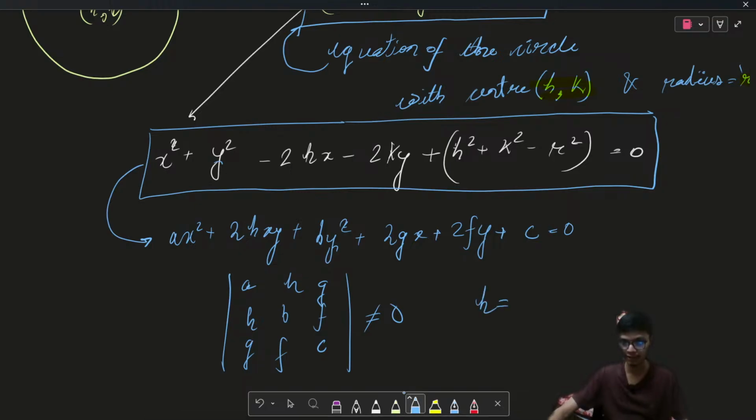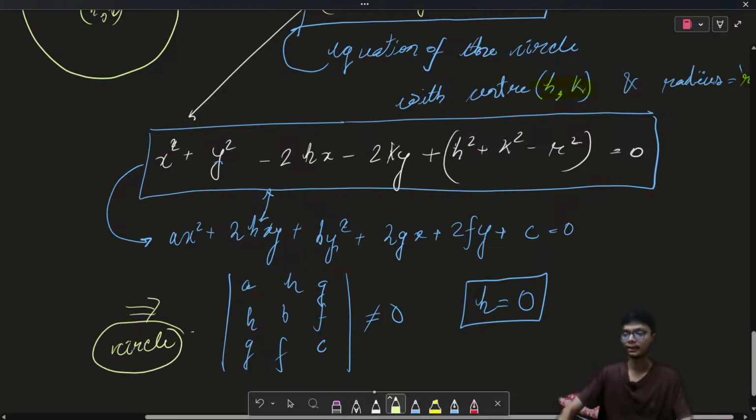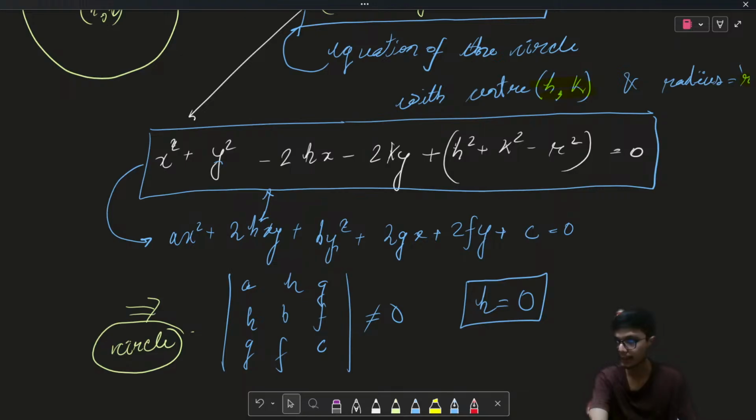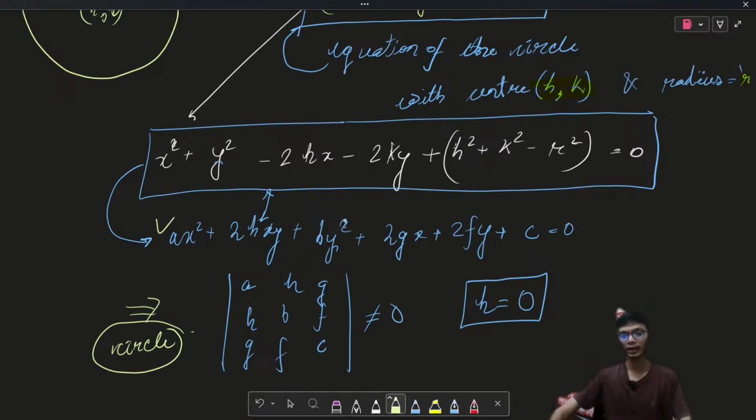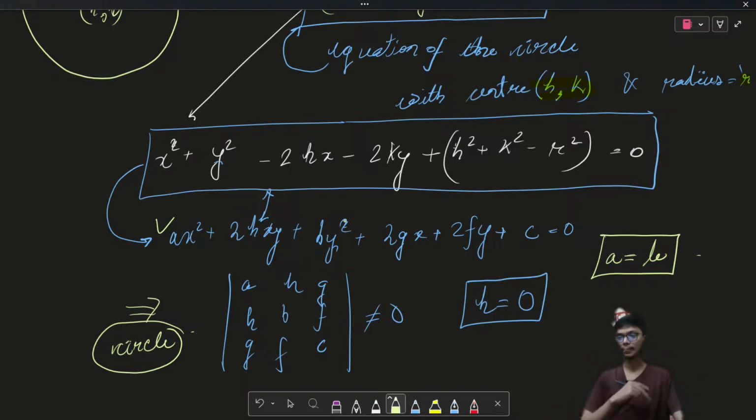Also, a very important observation is that your h should be equal to 0. There should not be any term containing xy. Only then will you be able to get this equation as the equation of a circle, right? Another important consideration is that your a and b should be equal. So all three conditions have to be satisfied for any general second degree equation to become a circle, right? So please take note of it.